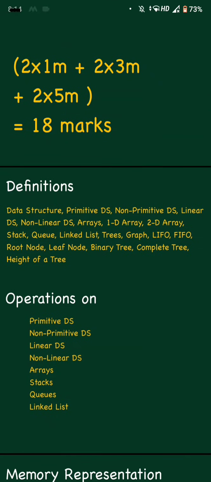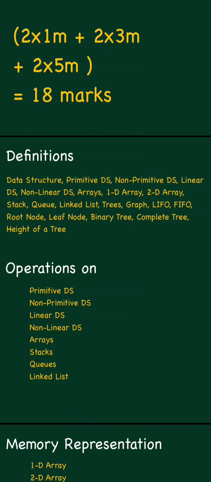Here, first we have to prepare for the definitions. We are going to get 2 questions of 1 mark, so first we have to get ready for the definitions. Now we'll see what are the important definitions that need to be studied. They include the definition of data structure, what is primitive data structure, and what is non-primitive data structure. Along with that you have to learn an example for each type of data structure.